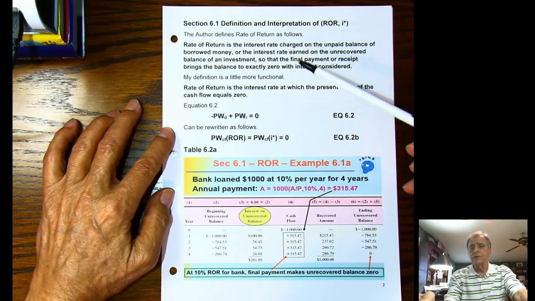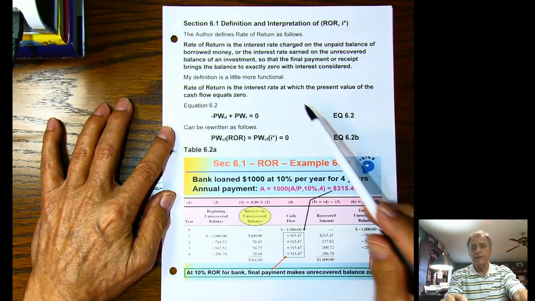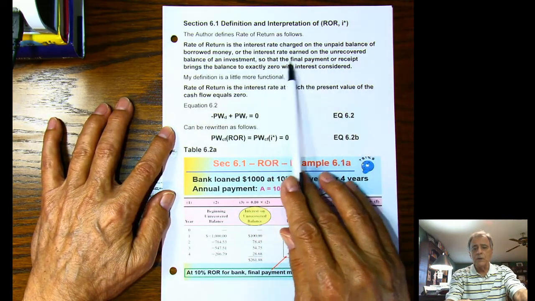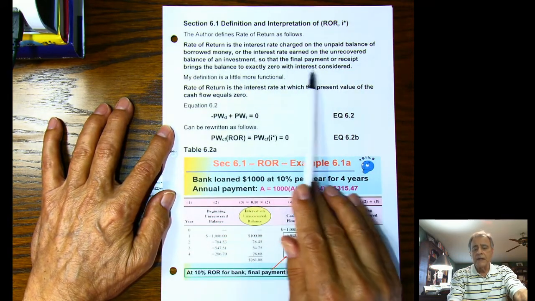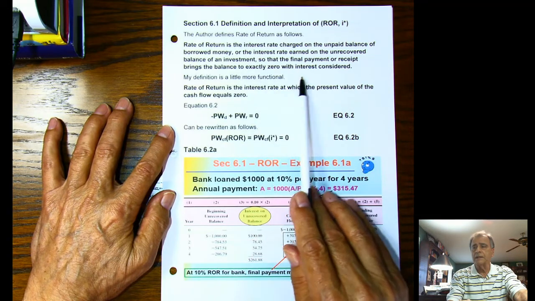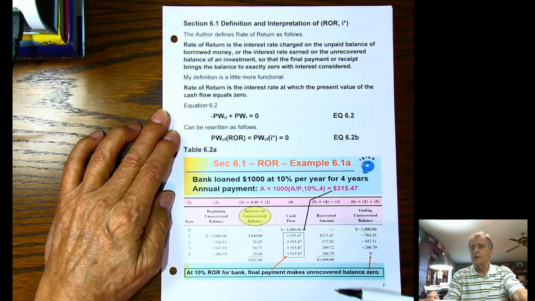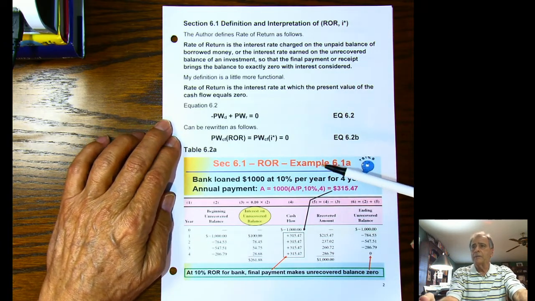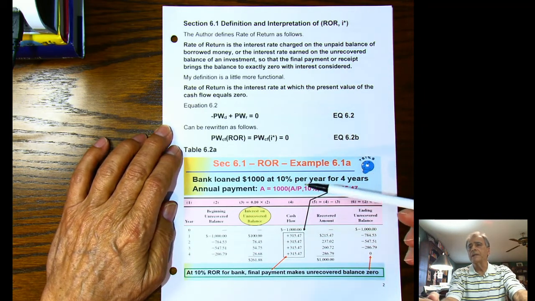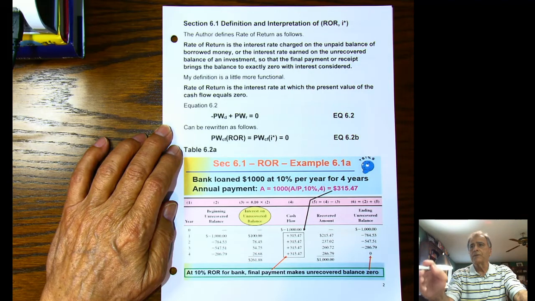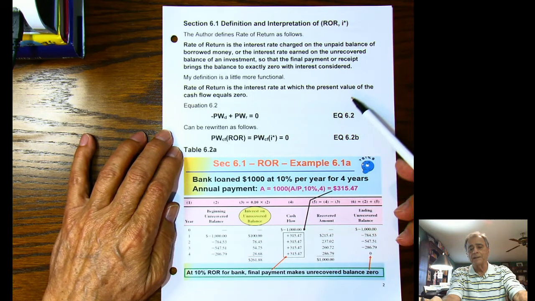Now, the author uses a definition that basically talks about the unpaid balance on a loan, or the interest rate on the unrecovered balance, and so on. I'll let you read that here, but it basically says that if you lend money or if you borrow money, either way, at some interest rate i, the rate of return is the rate that makes the future unpaid balance zero. Okay, the future unpaid balance is zero.